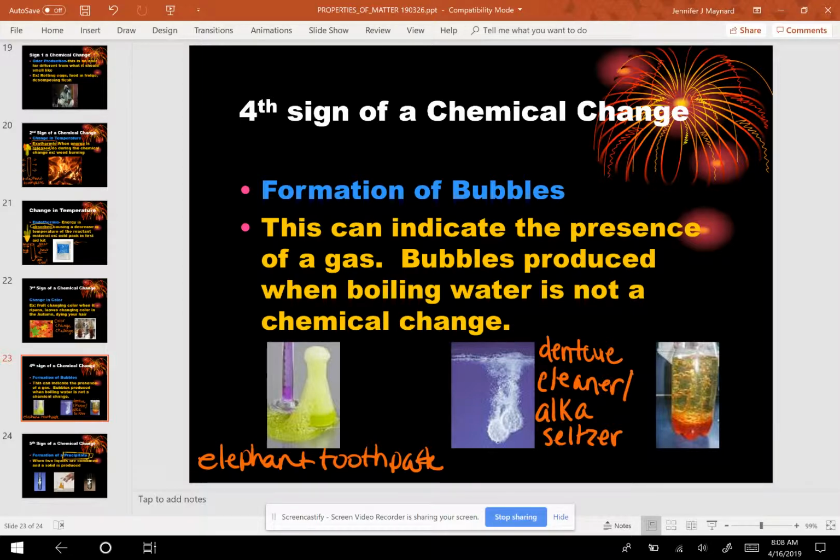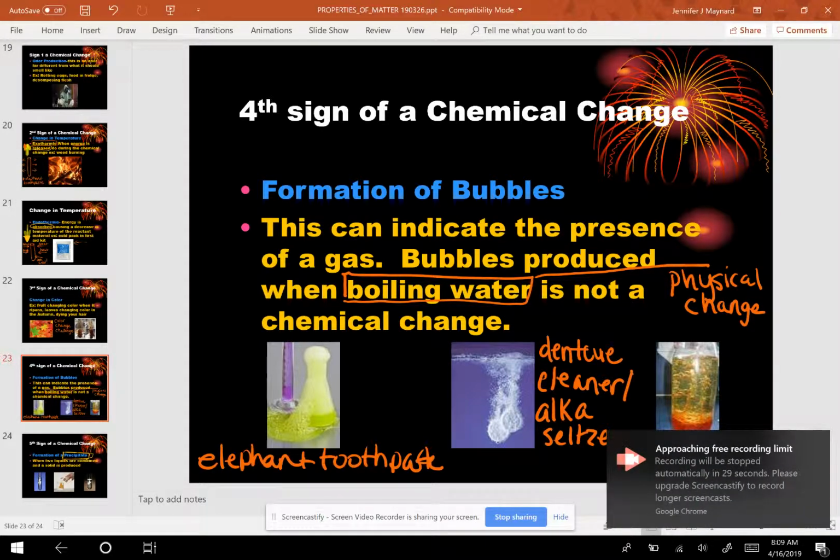Now, when you think about it, this bubble process cannot be because something is boiling or changing state. It is a chemical change. It is not produced because you've been heating it up and you are now boiling that substance. Remember, boiling is what kind of change? Think to yourself. Boiling is a physical change. This is not just boiling.